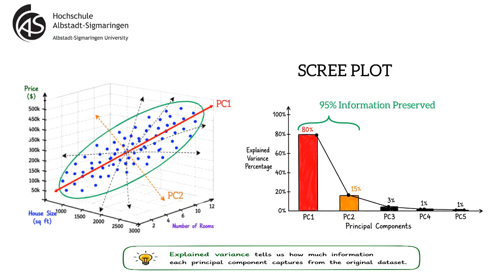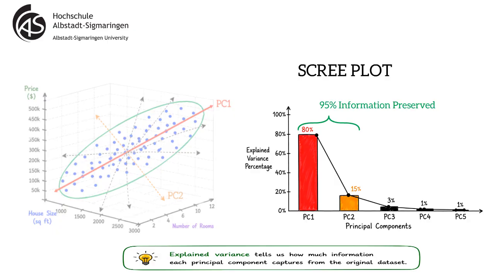Now look at the remaining components. Each one contributes only a very small amount. This tells us that most of the important information is already captured by the first two principal components. That's why, in many real-world applications, we can keep only a few principal components and still preserve the overall story hidden in the data. So where is PCA used in the real world?